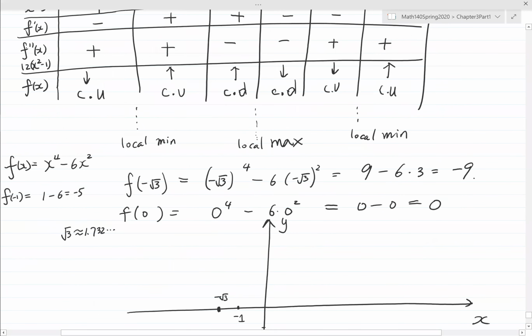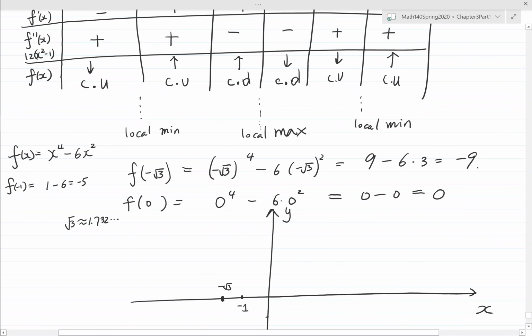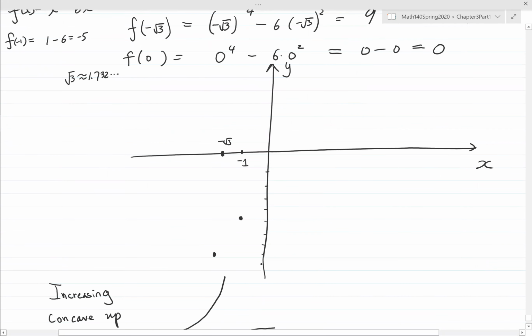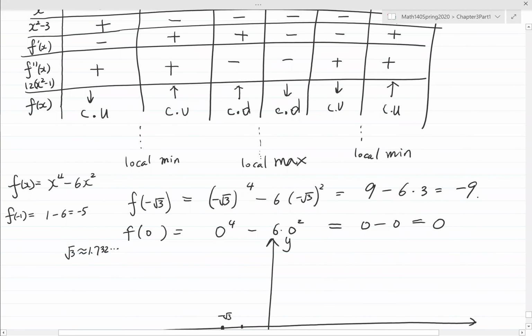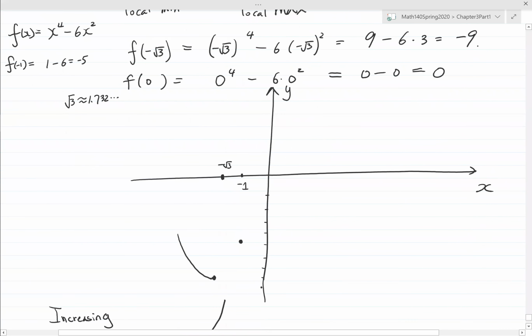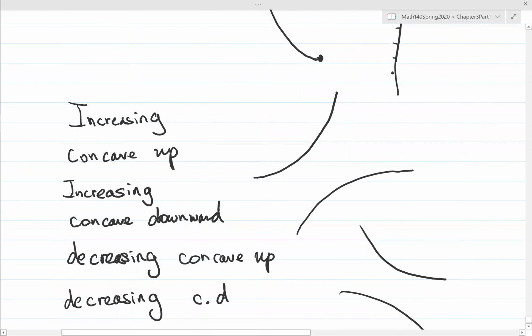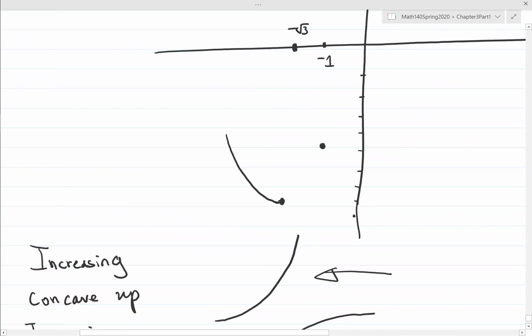Now this part should be changed. From negative infinity it is concave up, decreasing. Then from -3 to -1, it's concave up, increasing. So remember what concave up, increasing looks like.